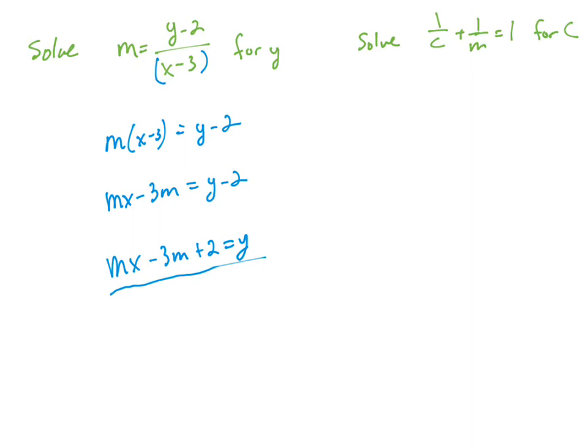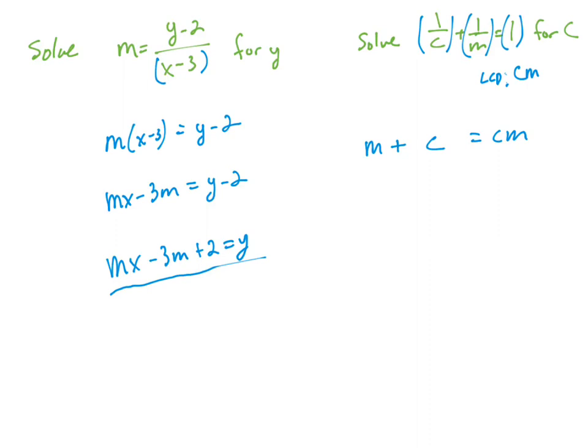For the second one here, solve 1 over c plus 1 over m is equal to 1. And we want to solve this for c. So what we want to do is figure out what the least common denominator is. The least common denominator is going to be cm. So multiply each term by cm. On the right-hand side, we'll end up with cm. On the left-hand side, I get cm times 1 over c. Well, that's just m. 1 over m times cm is just c.